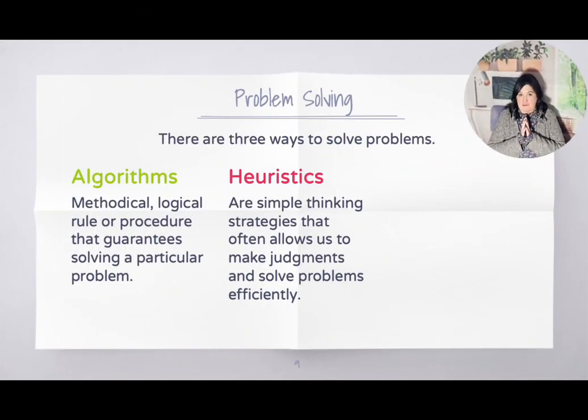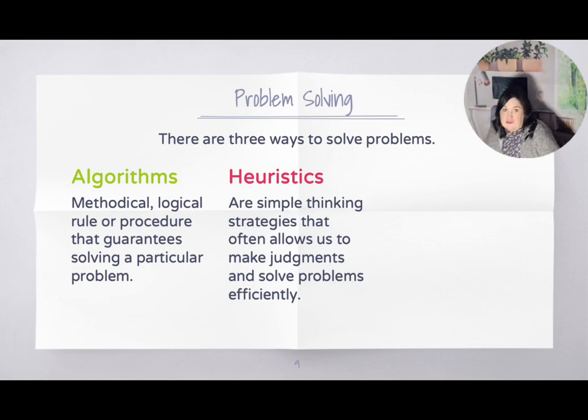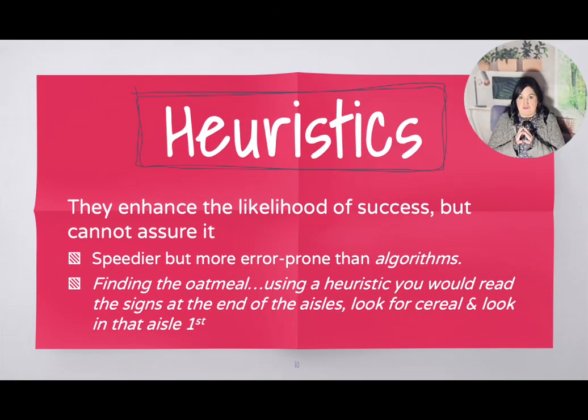however, is a little bit more simple thinking strategy that often allows us to make judgments and solve problems efficiently, okay? So they don't take as long as algorithms, and they enhance the likelihood of success. They cannot ensure it. So that's the difference. With an algorithm, you're guaranteed to solve the problem at some point, right? Because you're checking everywhere. With a heuristic, there are more error-prone outcomes than algorithms.